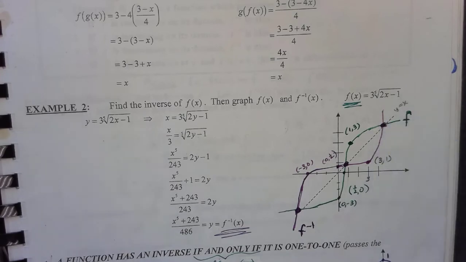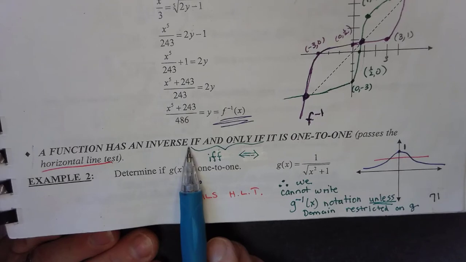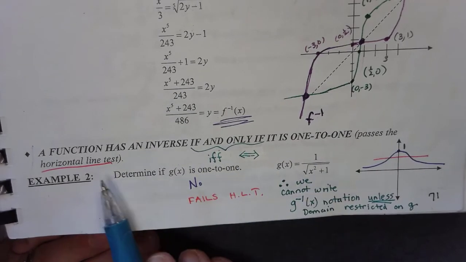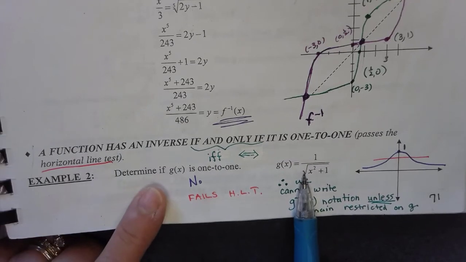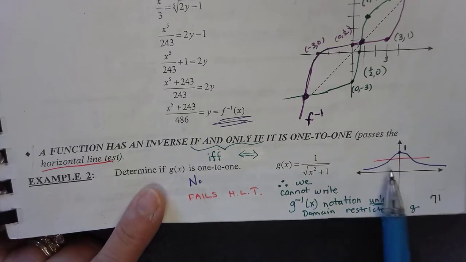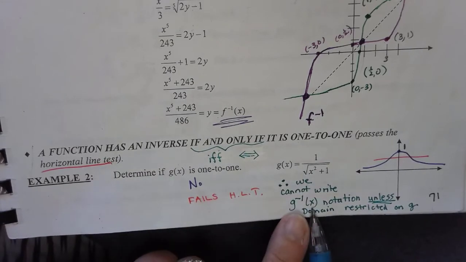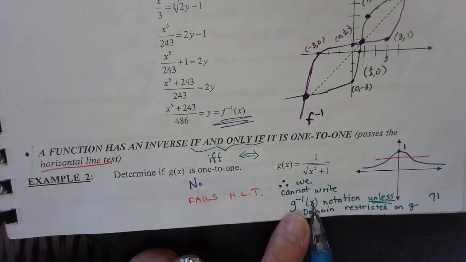That's interesting. A function has an inverse that is a function if and only if it is 1 to 1. That means it passes the horizontal line test. So determine if g of x is 1 to 1. Well, g of x looks like this. No, it is not 1 to 1. It fails the horizontal line test. Therefore, we cannot use this notation. This notation is reserved for a graph which is actually a function.